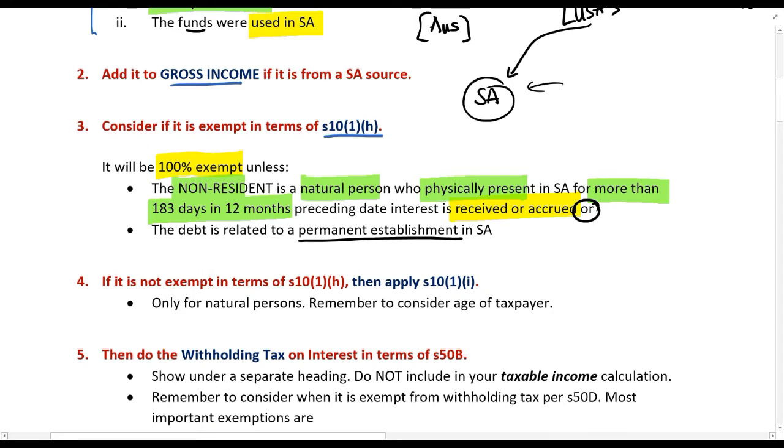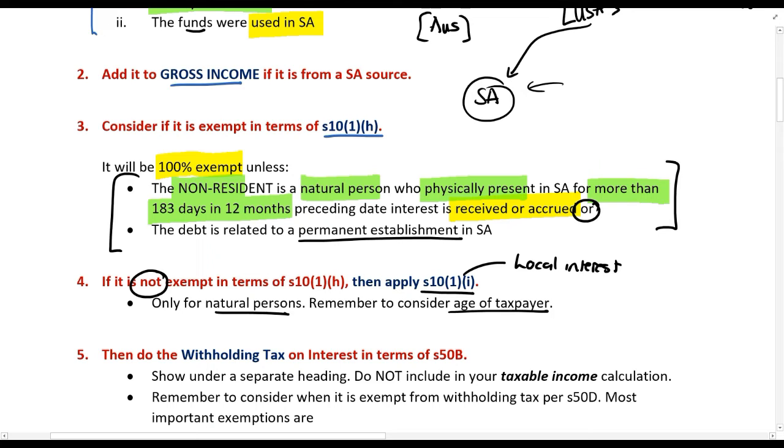Right, so then, if the person was in South Africa more than 183 days, or it relates to a permanent establishment, then it is not exempt in terms of Section 10(1)(h). If it is then not exempt, so if one of these two situations applies, then you will apply the normal Section 10(1)(i) interest exemption. This is the local interest exemption, which natural persons get, remember, and this is where the age of the taxpayer is important, whether or not the taxpayer is 65 or older. This is the same one that residents also get, but you must be a natural person. Then guys, that is then the normal tax side of it.